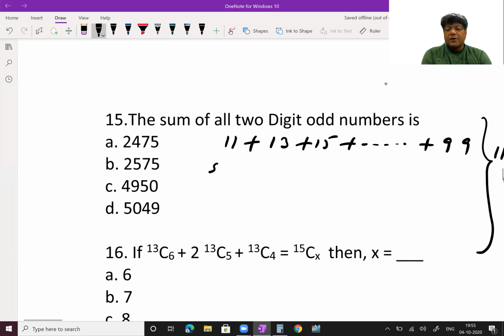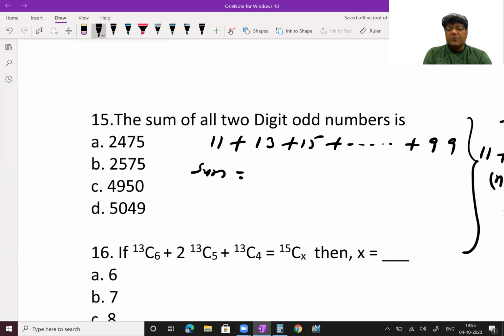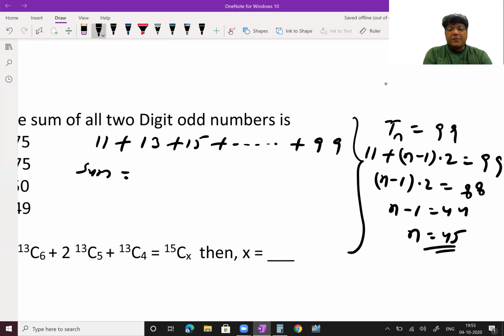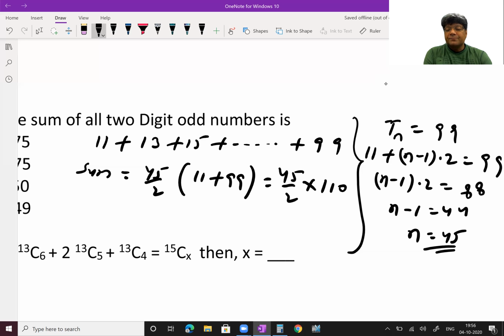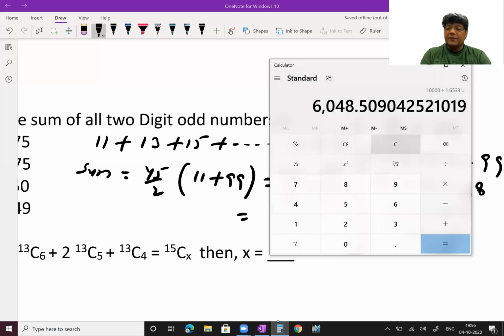So what will the sum be? The short formula will apply, guys. Which one? n by 2 into a plus l. That is 45 by 2 into a plus l, which is equal to 45 by 2 into 110. 2 into 55. So 45 into 55, and 45 into 55 is equal to 2475.